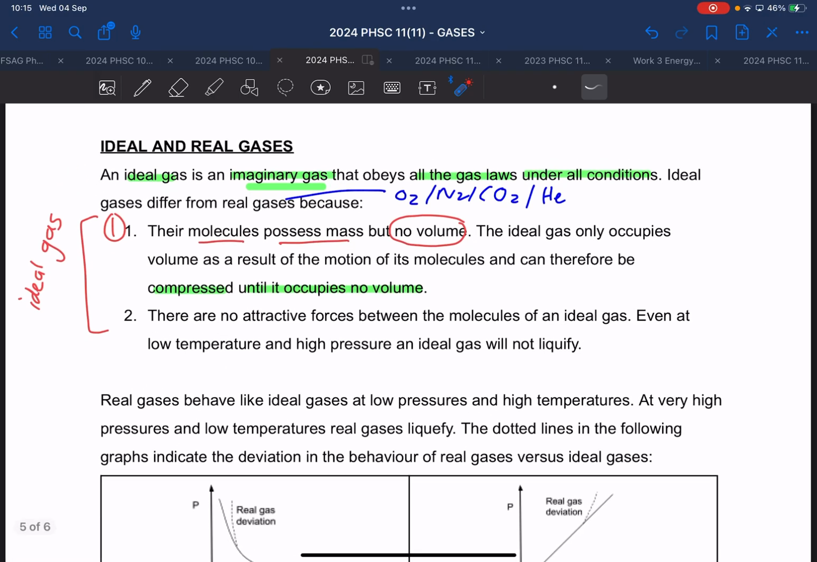Then secondly, how does the ideal gas differ from a real gas? There are no attraction forces, no intermolecular forces between the molecules of an ideal gas. So it means even if you make the temperature very, very small, or if you make the pressure very, very high, then it will not liquefy. A real gas will liquefy, will become a liquid, whereas an ideal gas will not liquefy.